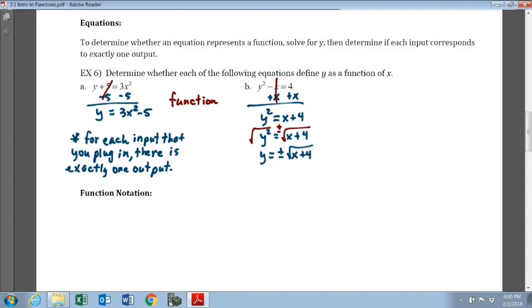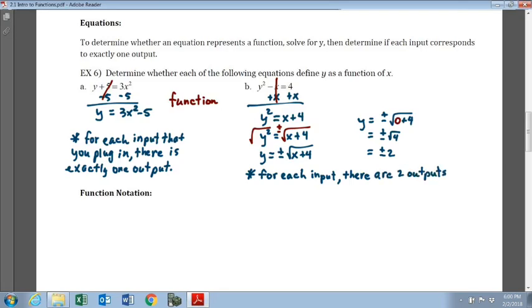So it turns out here we have a problem. Notice if I plug in 0 at plus or minus 0 plus 4, which is plus or minus the square root of 4, which would be plus or minus 2. So when I plug in 0, the input 0, I get two outputs, 2 and negative 2. And in fact, you're going to get two outputs in many cases here, so this is definitely not a function. So for each input, there are two outputs.